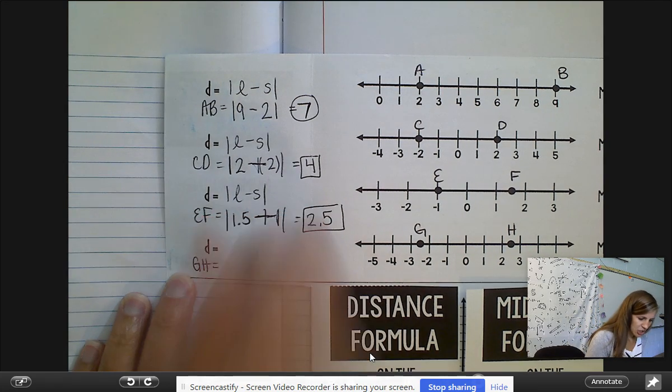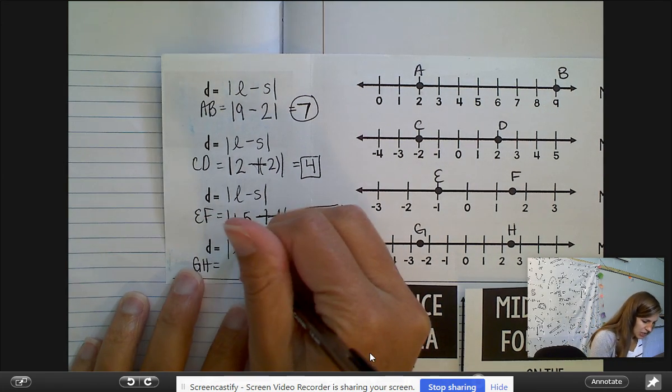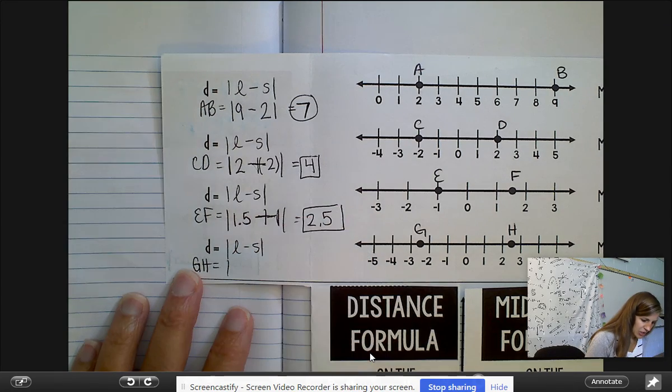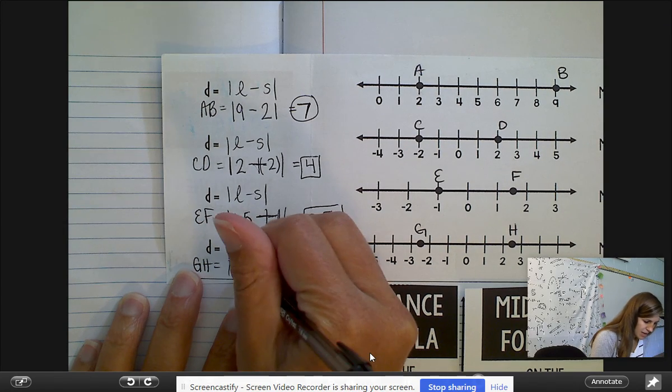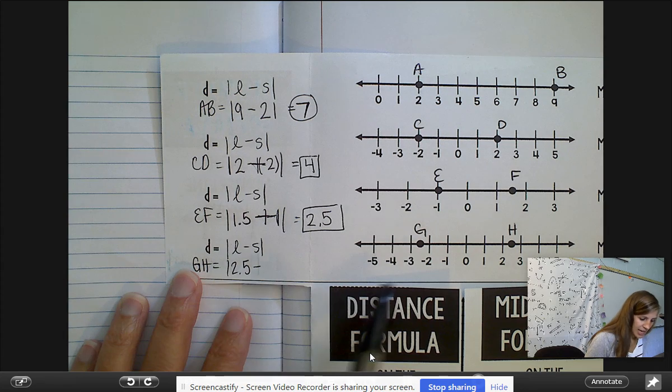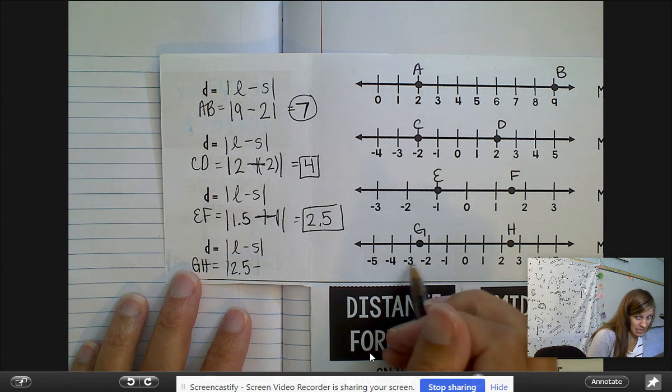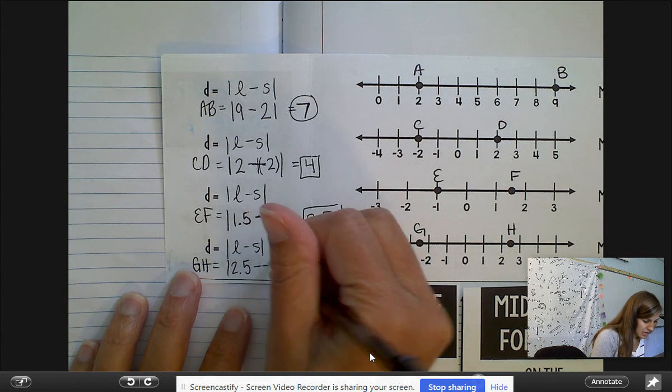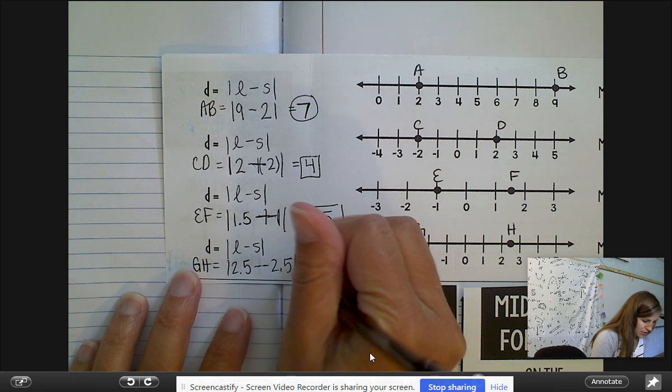Last but not least, so we got GH. We're going to do larger minus smaller. The larger number here is 2.5. You're going to subtract off a -2.5 because that is between 2 and 3. So really we're going to add for 5.